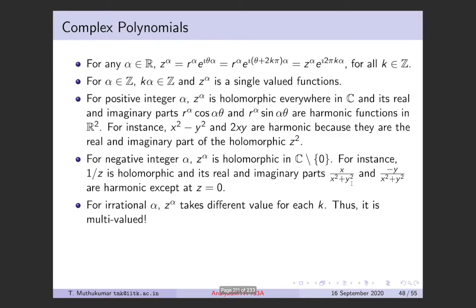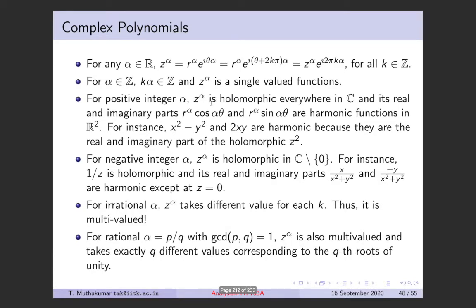When alpha is irrational, we have that z^alpha is multi-valued, because when alpha is irrational, e^(i 2 pi k alpha) will take a different value for each k. So you actually have an infinite number of values. So z^alpha actually becomes multi-valued there.